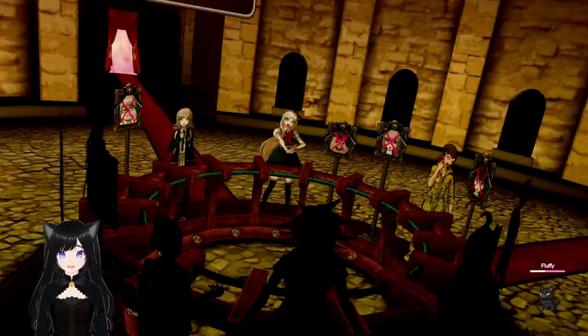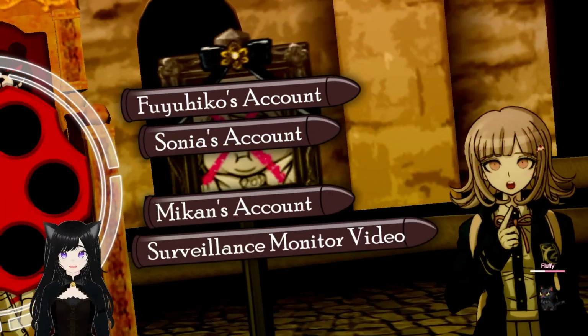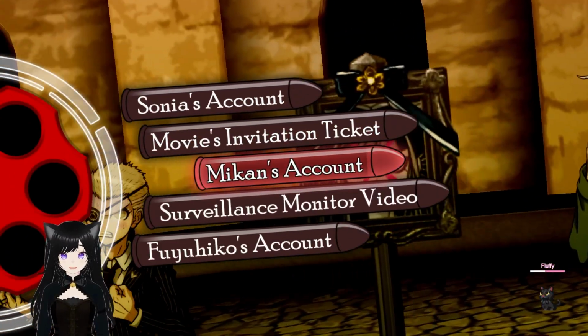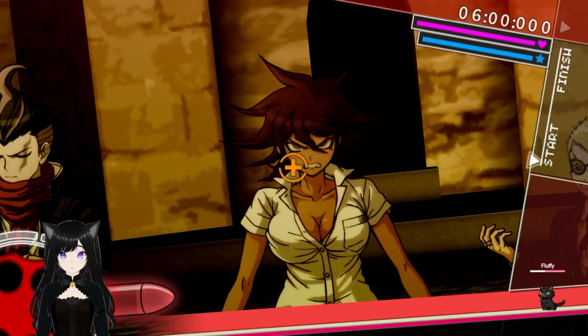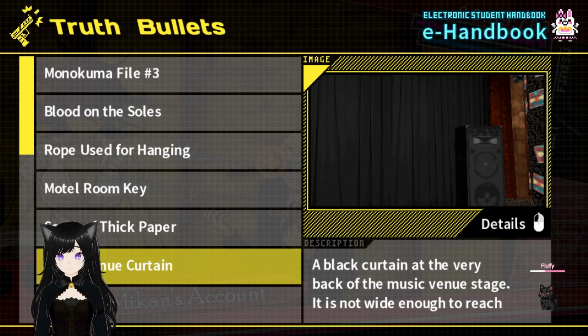Oh boy. This is gonna be crazy. What do we have? Mikan's account, surveillance, Fuyuhiko's, Sonya, and the movie invitation. Okay, we gotta look at these because I'm not sure. And we need to remind ourselves of what these were.